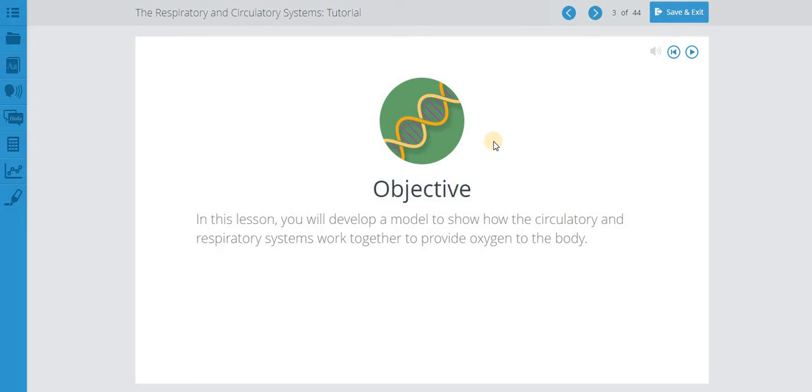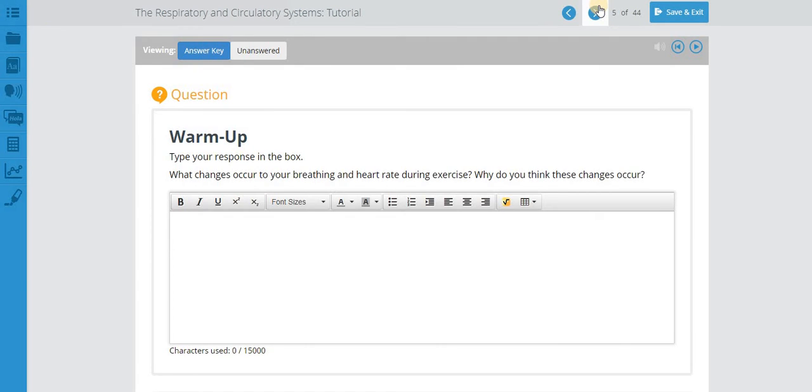Okay, this tutorial, the respiratory and circulatory system. In this lesson, you develop a model to show how the circulatory and respiratory systems work together to provide oxygen to the body. We're going to start it with a warm-up question. Yes, you have to do it. A lot of you guys are skipping this and it's costing you a little bit of points on your grade.